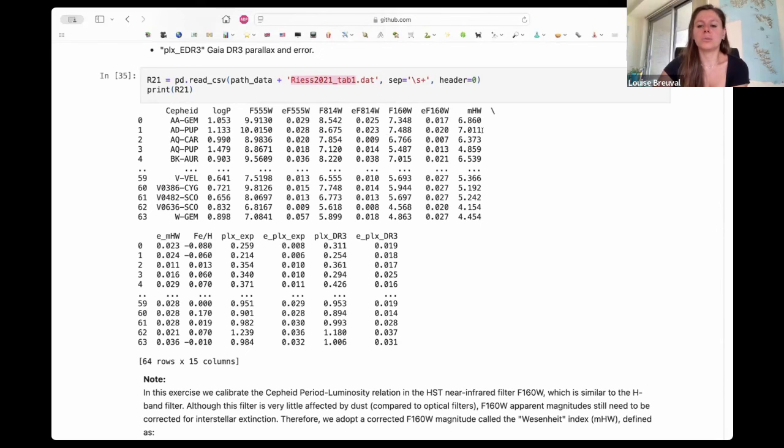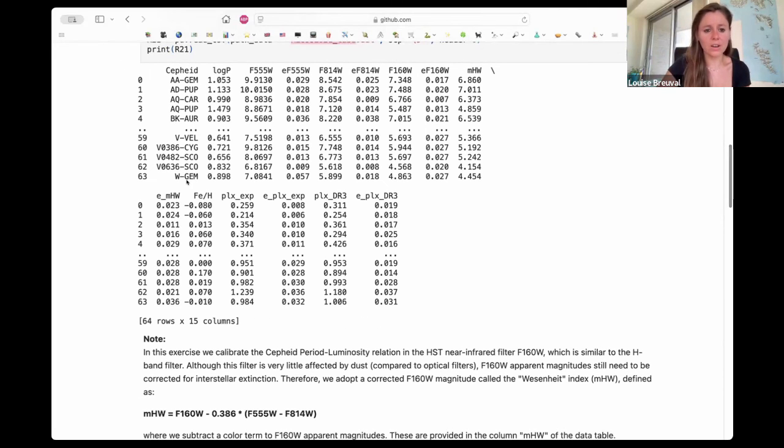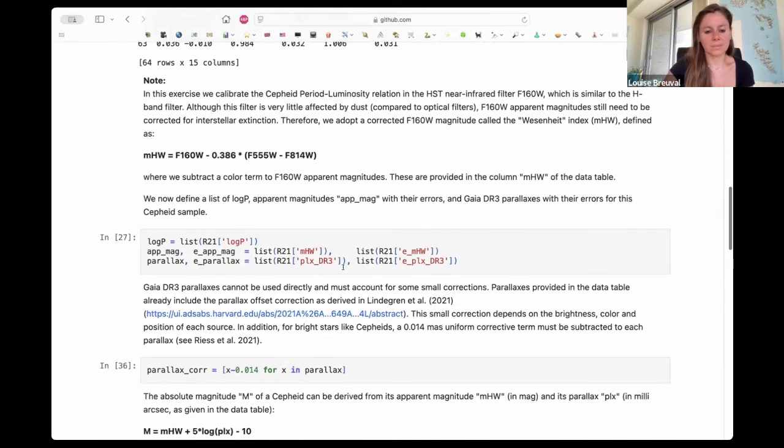And the one we're really using is the MHW. So it's the near infrared corrected for dust. And the other information that's really important is the parallax. So PLX DR3 is the Gaia parallax. So this is the form of the near infrared color corrected magnitude that we're using.